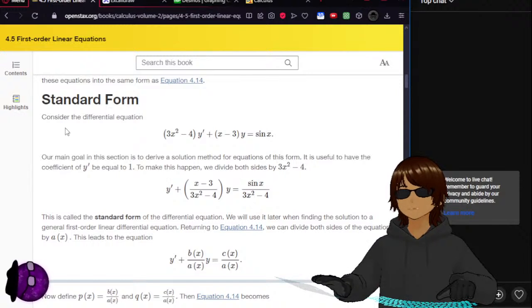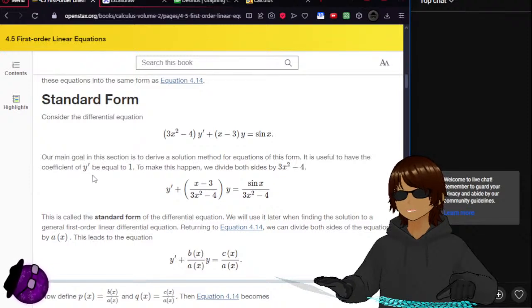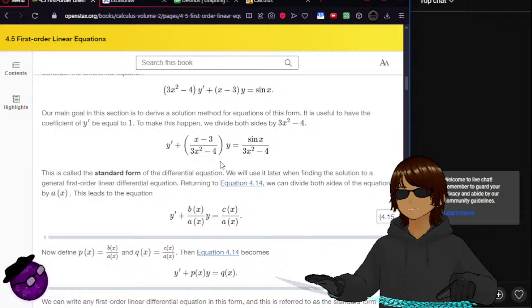Standard form. Consider the differential equation. Our main goal in this section is to derive a solution method for equations in this form. It is useful to have the coefficient of the derivative of y be equal to 1. To make this happen, we divide both sides by 3x squared minus 4. This is called the standard form of the differential equation. We will use it later when finding the solution to a general first order linear differential equation.